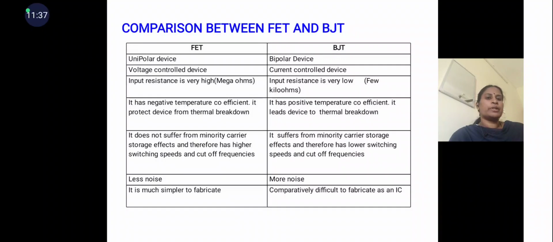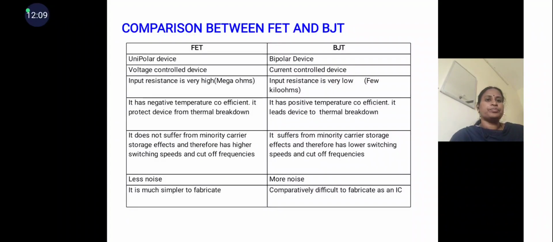And FET is a voltage controlled device. That means the output current is controlled by the input voltage. BJT is a current controlled device. That is, the output current of BJT, the collector current, is controlled by the input current, that is the base current. And in FET the input resistance is very high, in the range of mega ohms, and in BJT the input resistance is very low, in the range of kilo ohms.